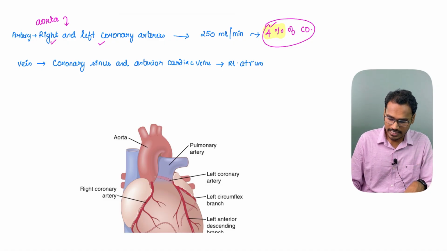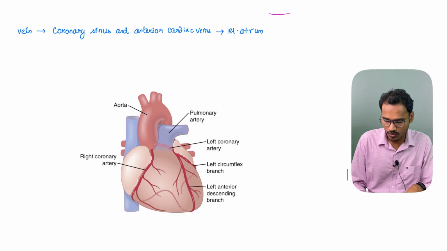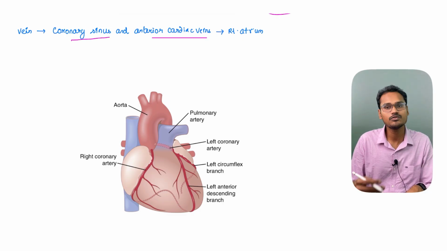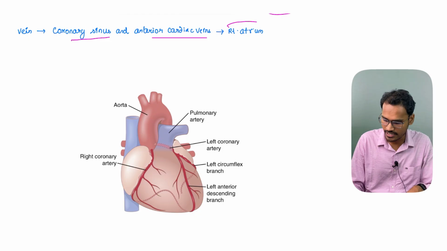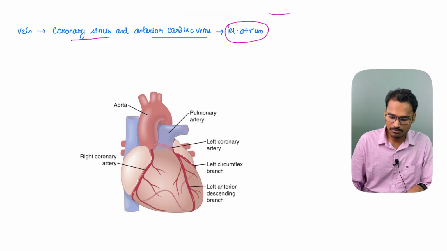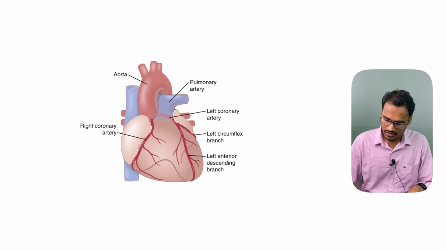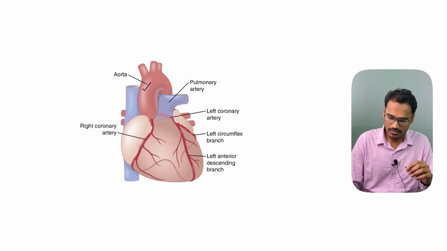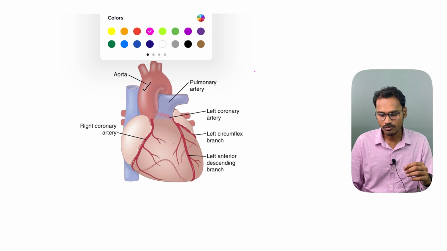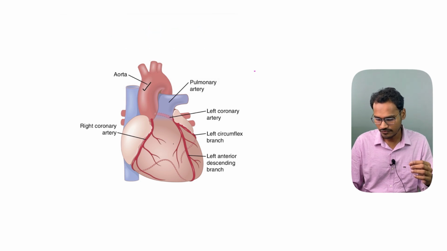And coming to the veins, the cardiac system has the coronary sinus as well as the anterior cardiac veins, both of which eventually drain into the right atrium. This is a simple anatomical diagram, which you must have seen in anatomy books also. From the left ventricle, the aorta originates, and the aorta gives the blood supply with the help of the coronary arteries, that is the left coronary artery and right coronary artery.